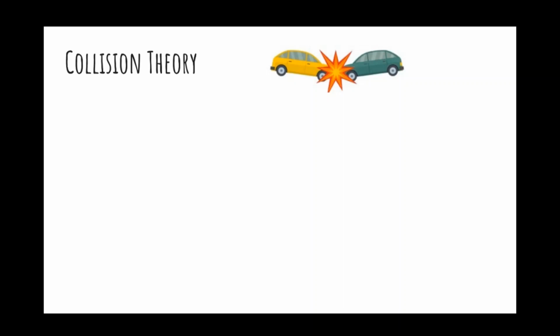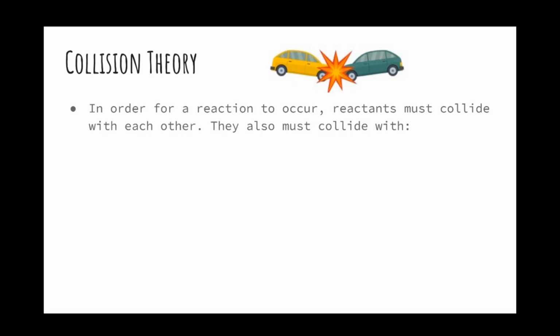Collision theory states that in order for a reaction to occur, reactants must collide with each other, so they actually must come in contact. They also must collide with the correct orientation, so the molecules need to be oriented in the correct way, and they also need to collide with enough energy.